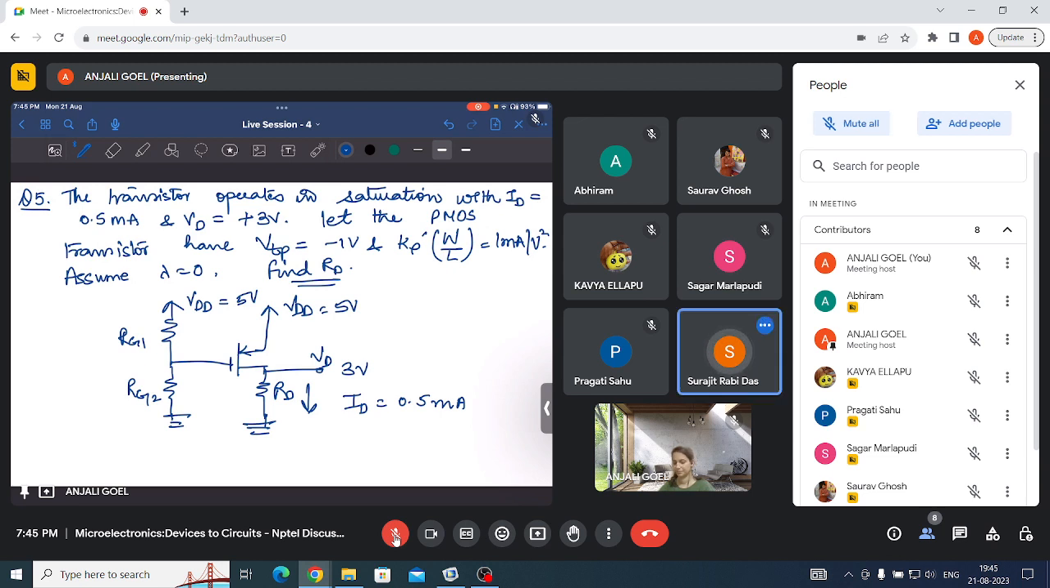6 kilo ohm RD equal to... Yes, 6 kilo ohm is coming. Yeah, 6 kilo ohms. Okay, so I'll wait for others for 1 to 2 minutes and then I'll solve.